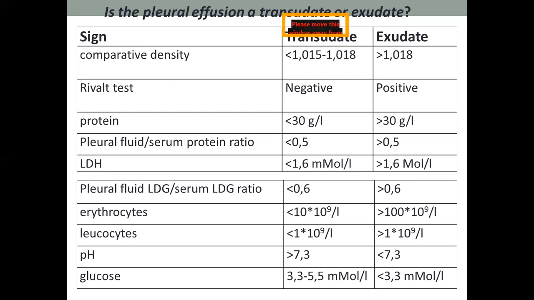So, multiple tests are done on pleural effusion to differentiate it into transudate or exudate. One is the density. If the density is low, this is transudate. If density is more, this is exudate.